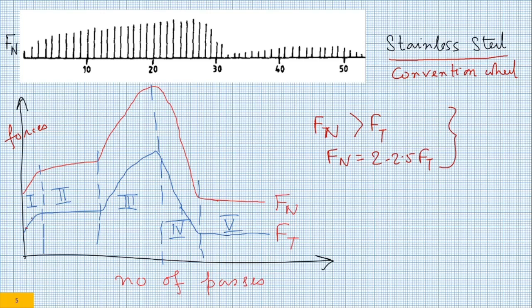Initially, your forces are going up. This is the first phase. In the second phase, forces are more or less constant, particularly Ft is more or less constant. Now in the third phase, it starts going up drastically, and then a stage comes where you get a sudden reduction in the forces, and then they are once again stable.